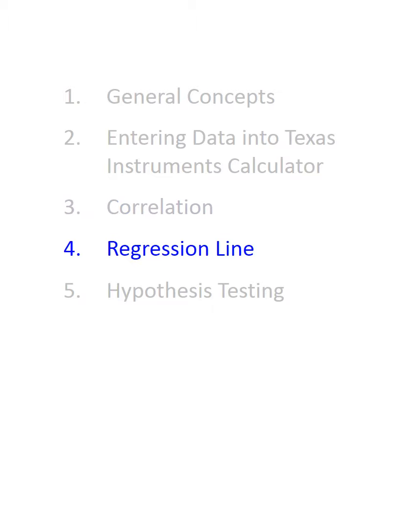In our 4th video, we'll learn how to find what's called a regression line, which is a mathematical formula that makes predictions between the variables. And in our last video, hypothesis testing, we'll be able to answer questions like, is the correlation that we found between two variables statistically significant, or isn't it? And that completes the first video.